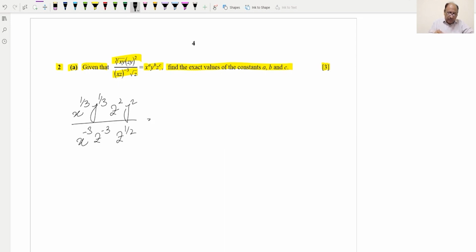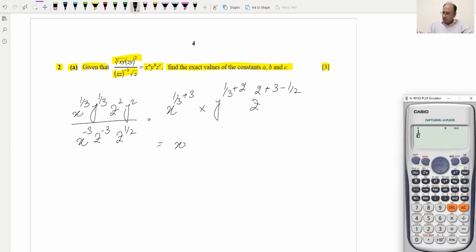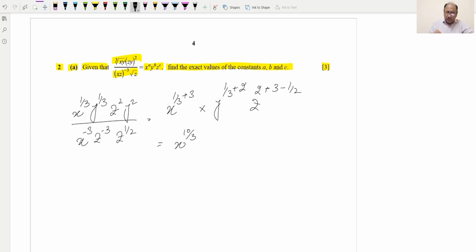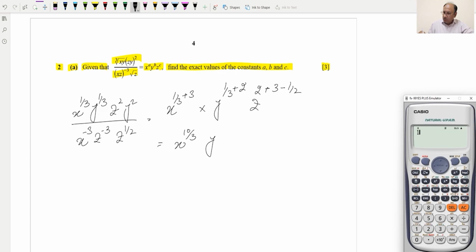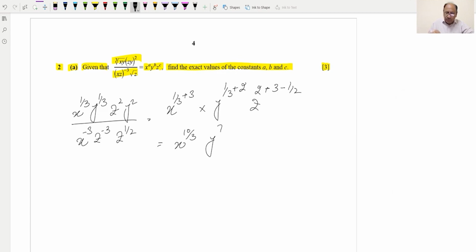Now we can shift these variables to the numerator. So x raised to the power 1 by 3 plus 3 and into y raised to the power 1 by 3 plus 2, and z raised to the power 2 plus 3 and minus 1 by 2. So all these denominators we have shifted to the numerator. Now we can simplify. This will be x raised to 1 by 3 plus 3, which is equal to 10 by 3. So x raised to the power 10 by 3 and y raised to the power 1 by 3 plus 2, which is equal to 7 over 3.